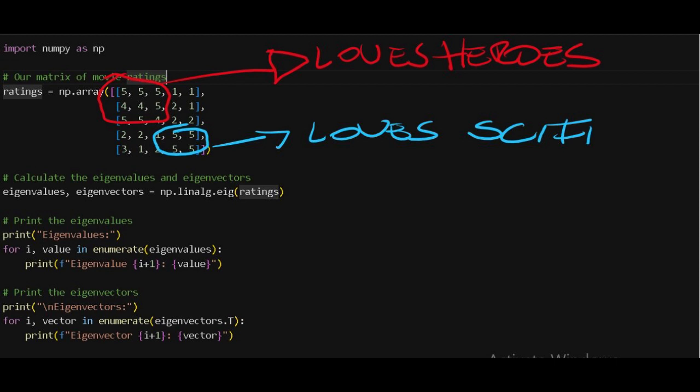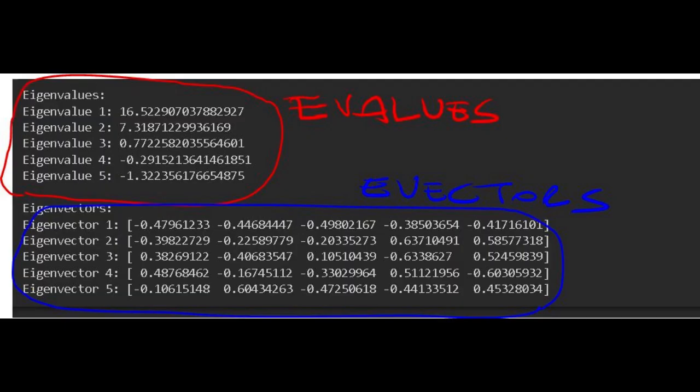Next, we perform an eigenvalue decomposition on the ratings matrix using the Numpy function np.linalg.eig. This decomposition helps us understand the underlying patterns and preferences in the movie ratings data. We then print the eigenvalues, which represent the magnitude or strength of the corresponding eigenvectors. The eigenvalues provide insights into the amount of variability captured by each eigenvector. Finally, we print the eigenvectors themselves, which represent the directions or patterns in the data. Each eigenvector corresponds to a particular aspect of the movie ratings.